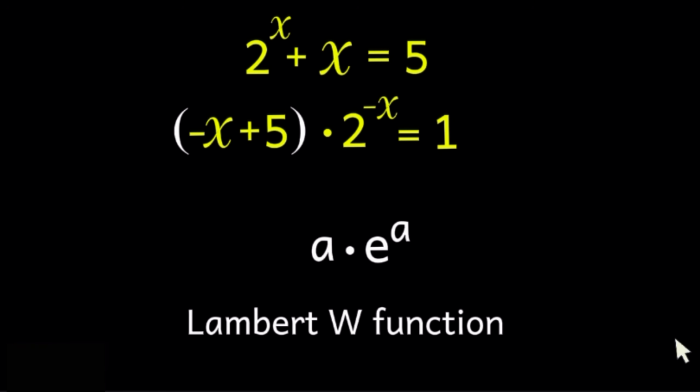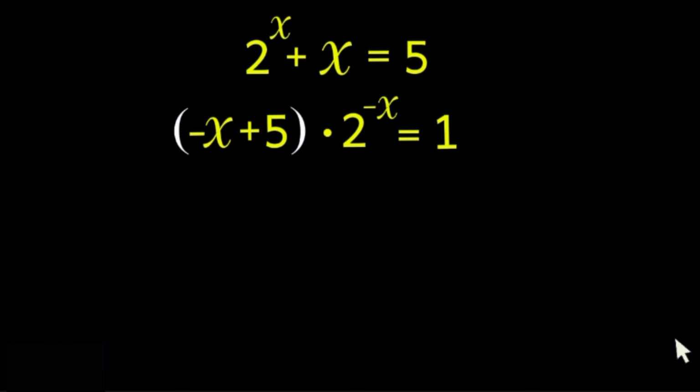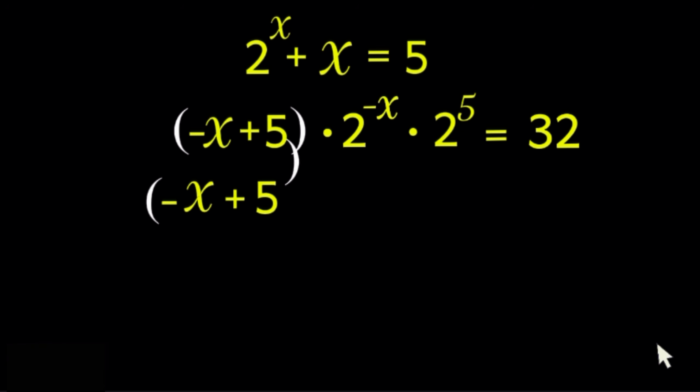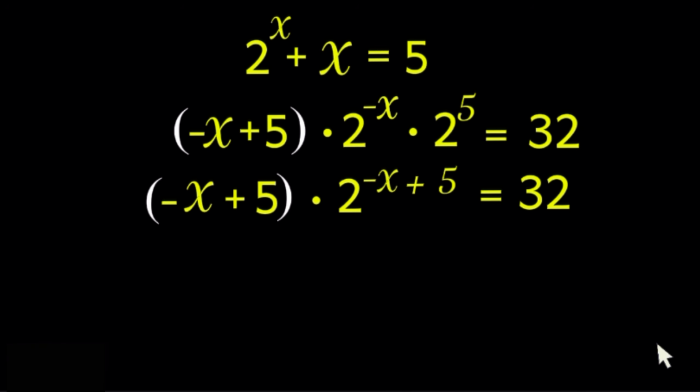Just stay focused. Now to create that structure, we multiply both sides of the equation by 2 to the power of 5. And remember, 2 to the power of 5 is 32. So after multiplying, we get (negative x plus 5) multiplied by 2 to the power of (negative x plus 5) is equal to 32. And now look carefully. We have negative x plus 5 outside and also inside the exponent, which is exactly what we want.